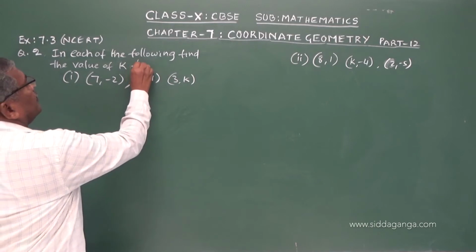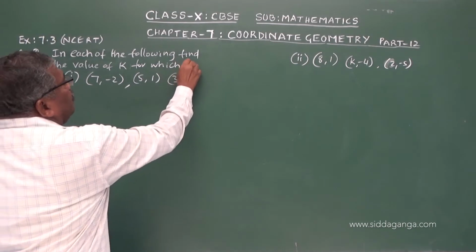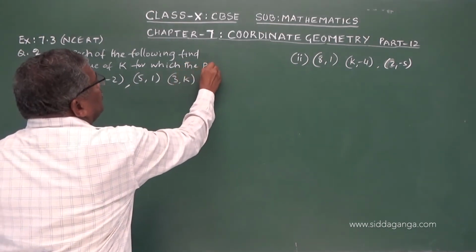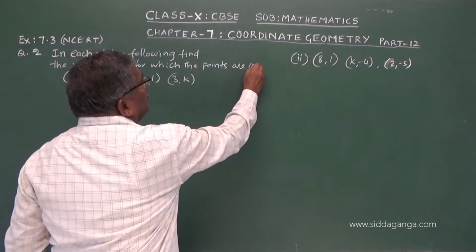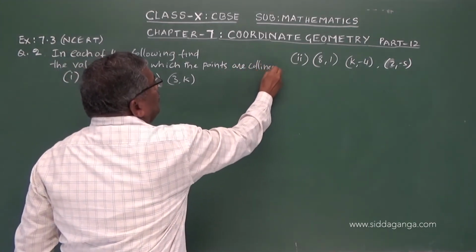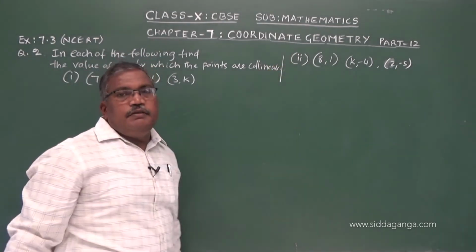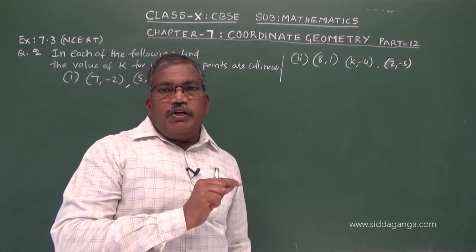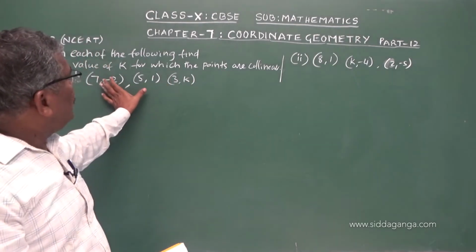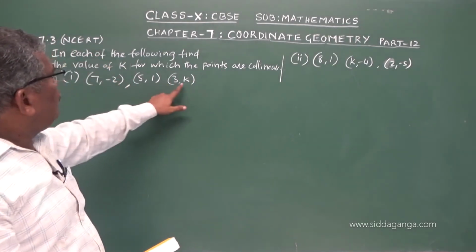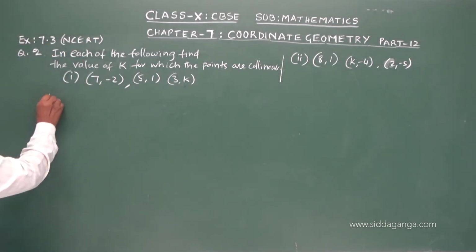This is very important: for which the points are collinear. So this is the condition given. That means the 3 points are in a line. If that is the condition, what will be the value of k? So this is the question, and we have to proceed like this.